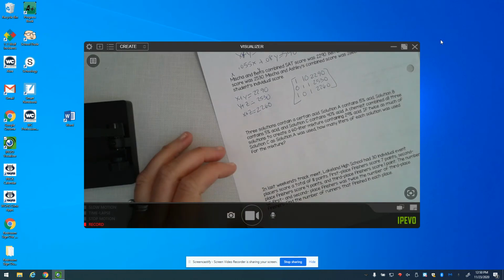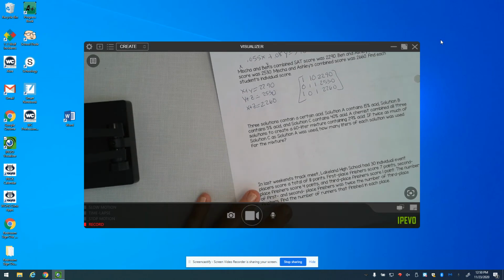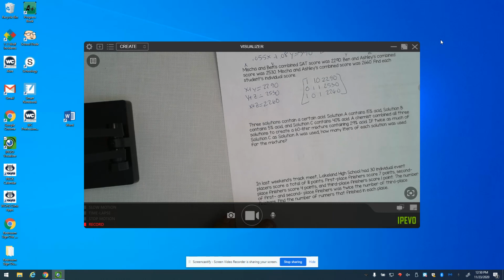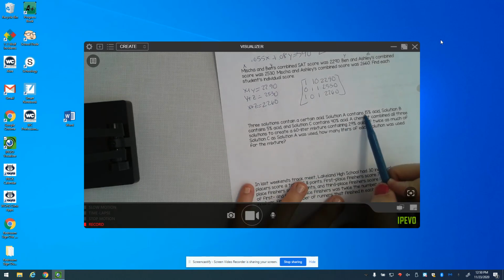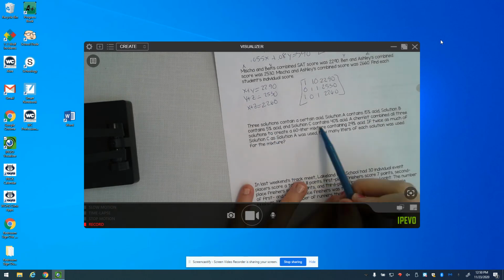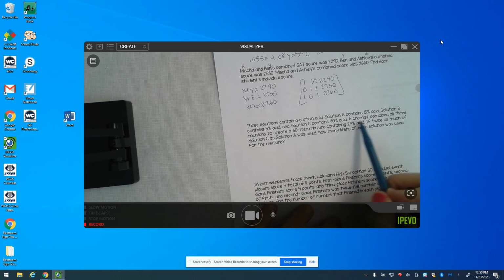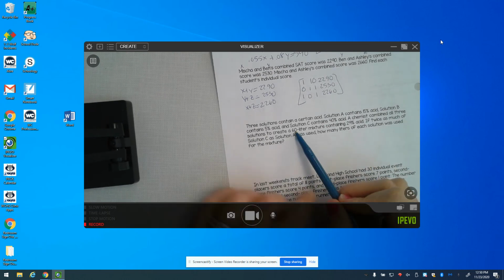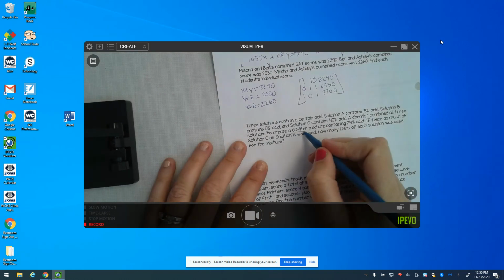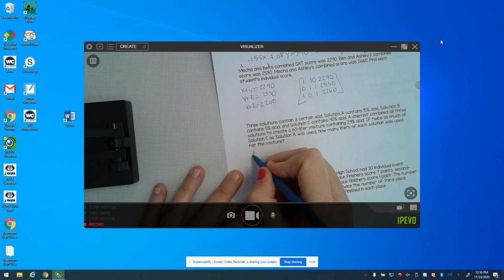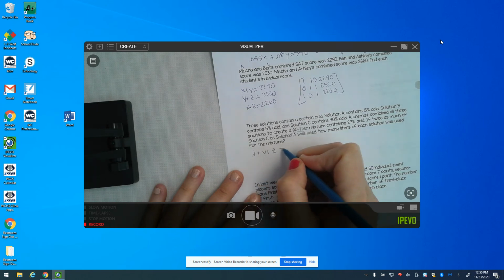All right, so our last one's down here. We have three solutions containing a certain acid. Solution A is 15%, B is 5%, and C is 40%. He combines all three to contain 60 liters. So 60 liters tells me if I add my X plus my Y plus my Z, I'm going to get 60 liters.